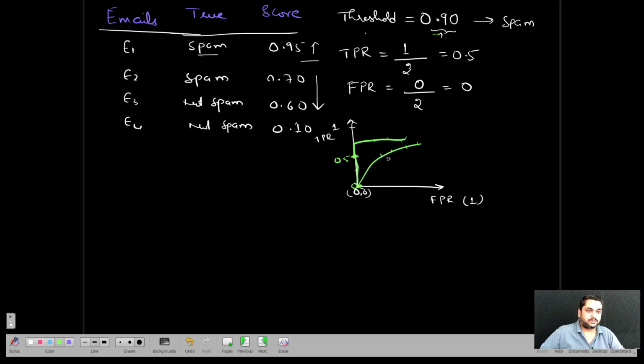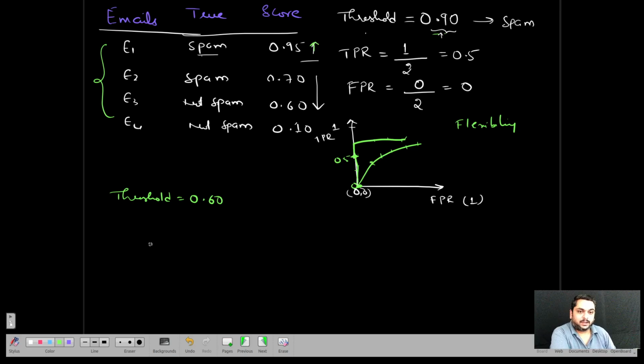So every point gives some threshold, and that gives us the flexibility to properly classify. If I reduce the threshold, for example to 0.6, I will get different values for TPR and FPR, giving a different point on my graph. That gives me the flexibility to classify and then judge the accuracy of the model. That is the concept of the ROC.